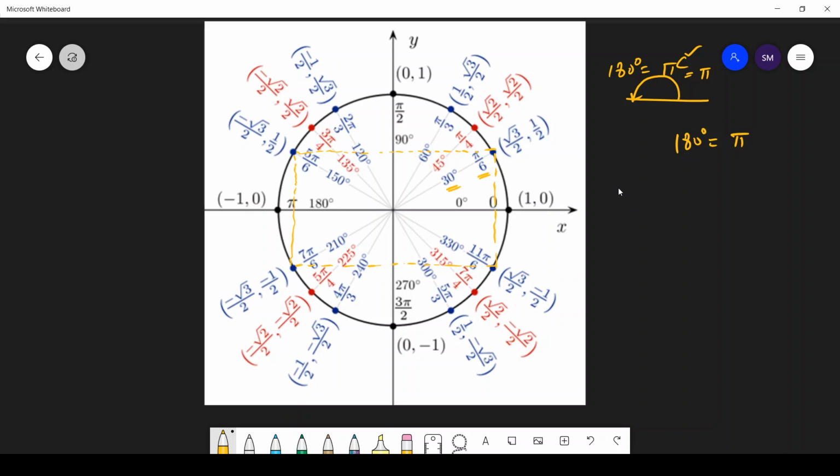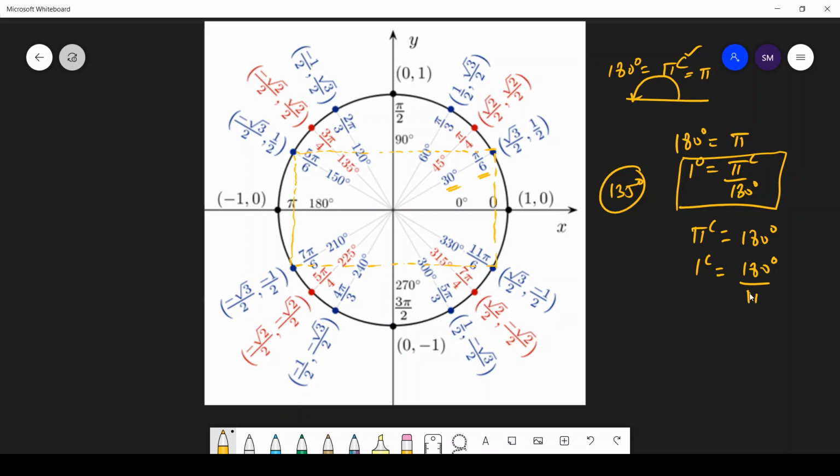Now suppose you want to write 135 degree, how are you going to write it? 180 degree is pi, so 1 degree will be pi upon 180. And pi radian is equal to 180 degree, so 1 radian will be equal to 180 degree upon pi.